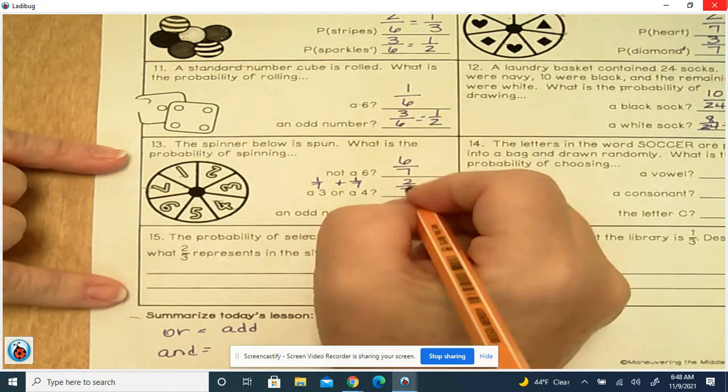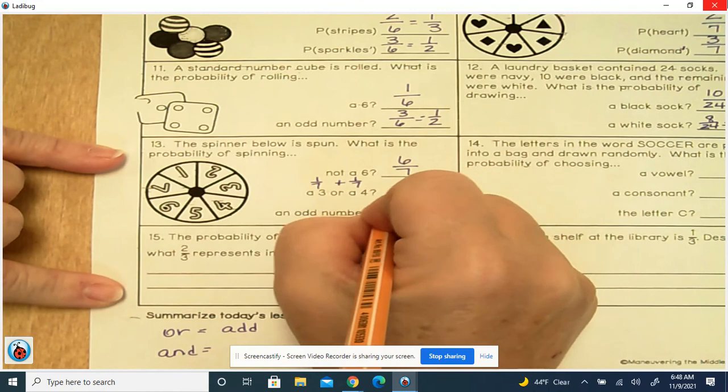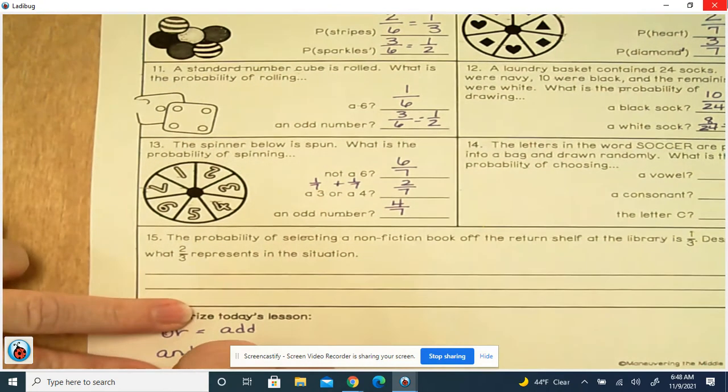An odd number. So we got 1, 3, 5, and 7. So that's 4 out of 7.